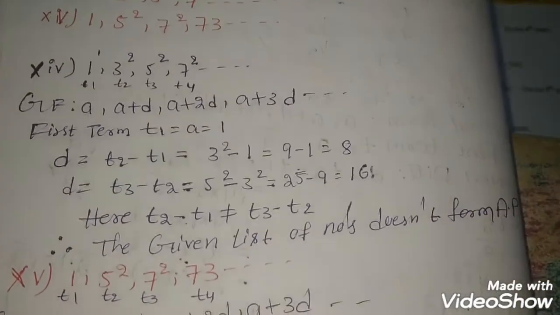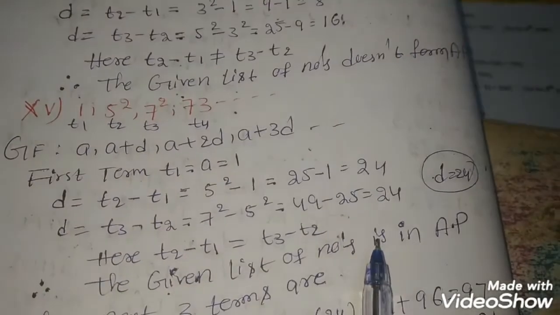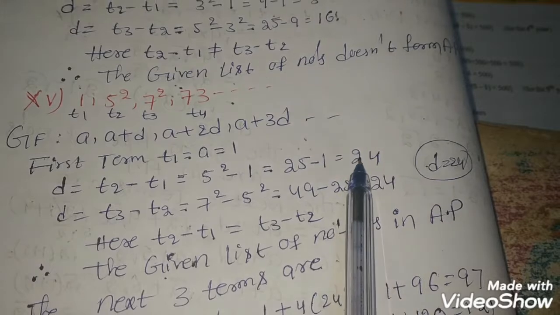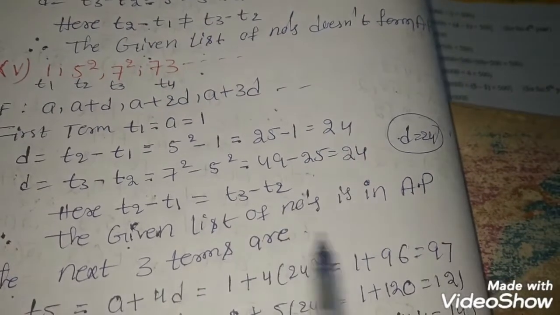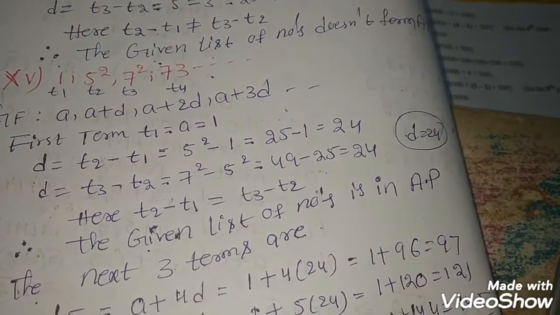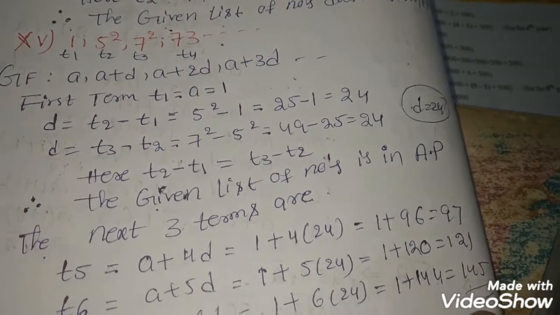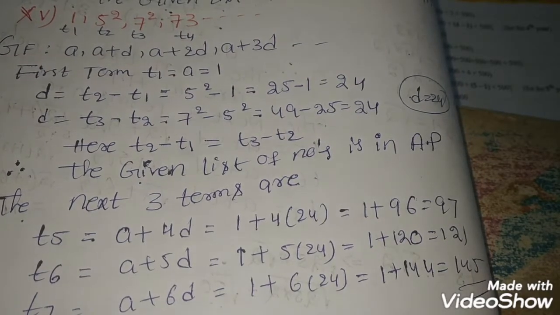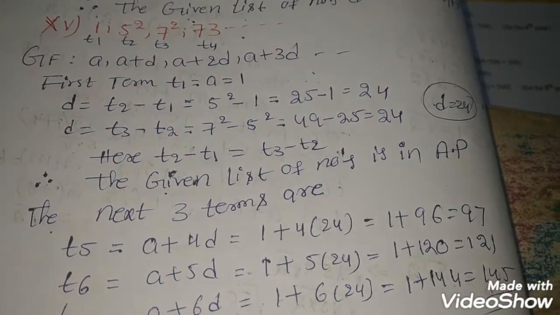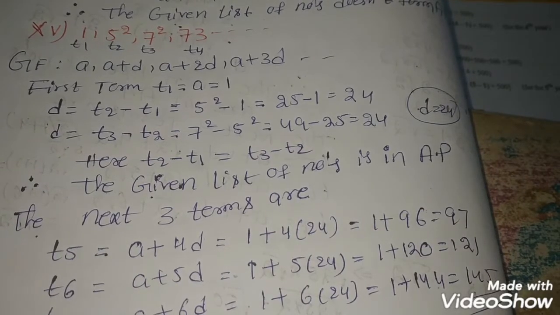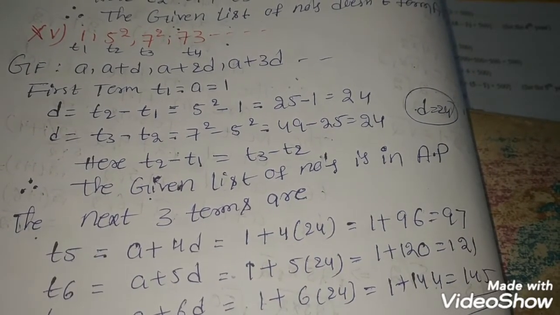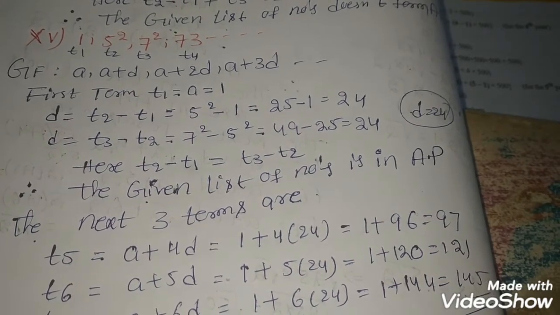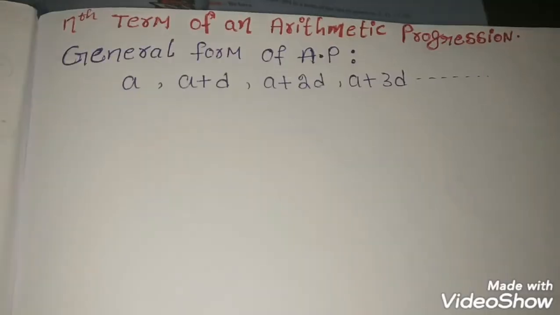Coming to the next, 15th question. What is our solution here? See, the common difference is the same, and we are getting the constant term, that is 24, right? So the given list of numbers is an arithmetic progression. Then what are the next three terms? T5, T6, T7. If you do like this, then we get our solutions: 97, 121, 145. Understand? If you still don't understand, please see the introduction part which I made before. Thank you. So let's start our next topic, nth term of arithmetic progressions.